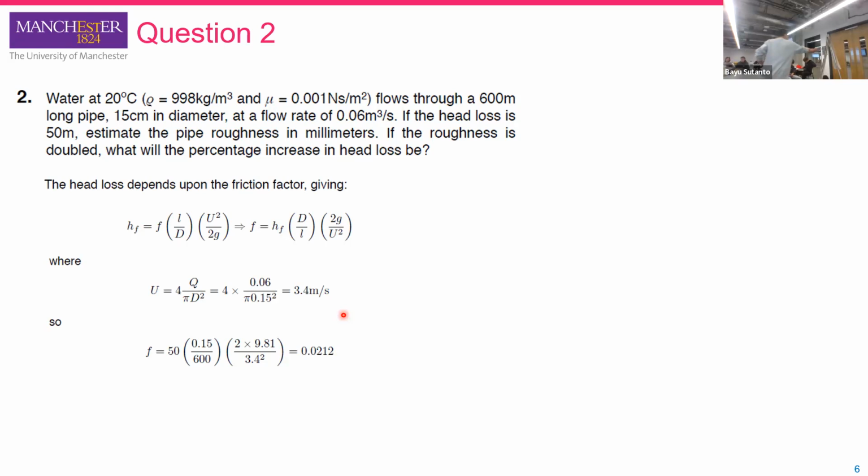To find the velocity, we use the equation that derives from the equation of the flow rate. We have the velocity equal to 3.4 meters per second. You already know the diameter is 15 centimeters, the length is 600 meters, the velocity is from here, gravity you know, and the head loss is defined as 50 meters. So we can get the friction factor equal to 0.021. Okay. Any questions so far?